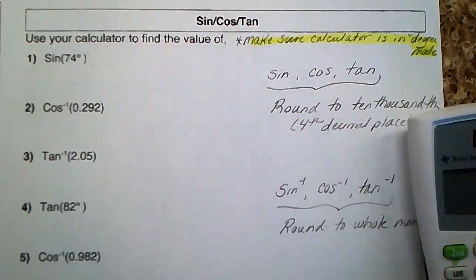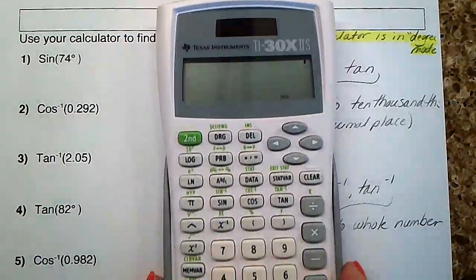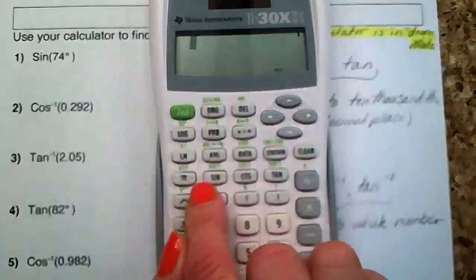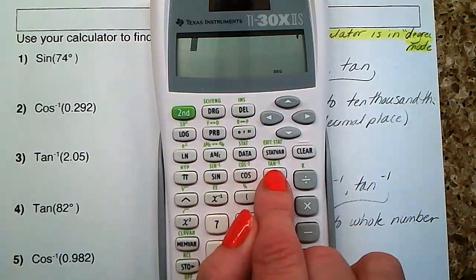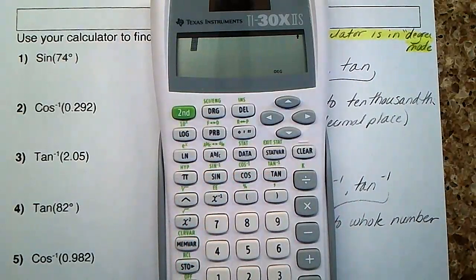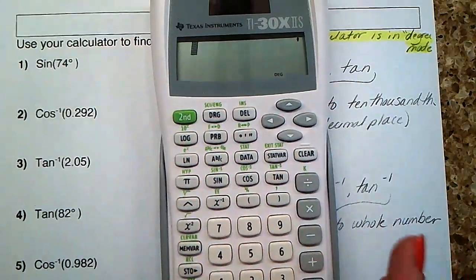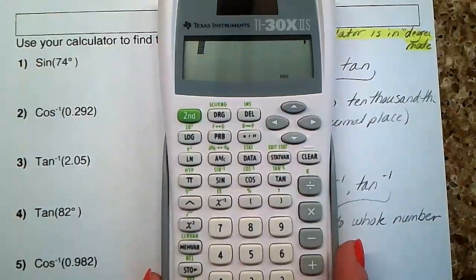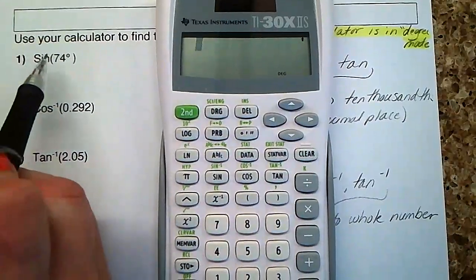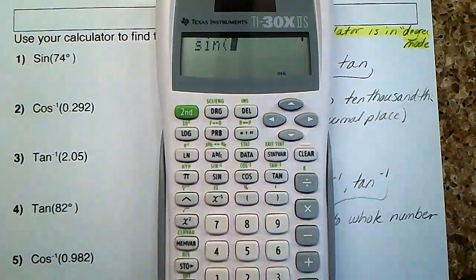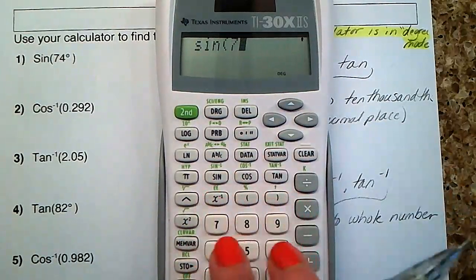Okay, let's get started. What you're going to need to do on your calculator is use these three buttons right here. That stands for sine, cosine, tangent. And we're going to need them for our future lessons. So if we take a look at the first one, all you have to do there is type in sine and then hit 74. So we can hit sine 74.